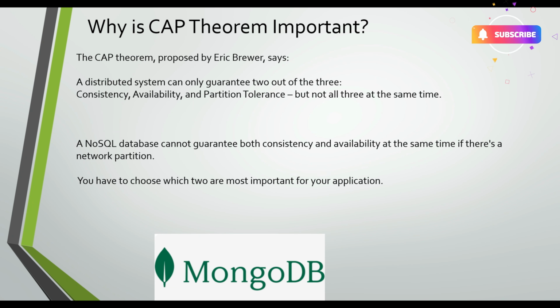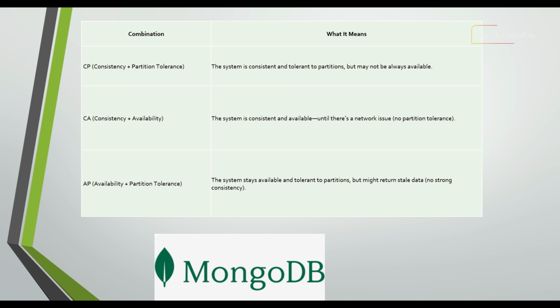Now, what does this mean? Let's say you are using a NoSQL database. This database is not going to guarantee that you will have both consistency and availability at the same time. Okay, so if there is a network partition, then you have to choose which two are the most important for your application. Now, to make it very simple, let me show you one thing. I have just given you the combinations over here, to simplify it.